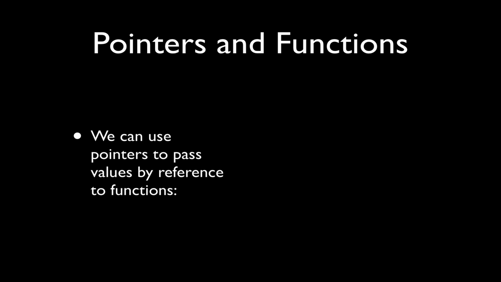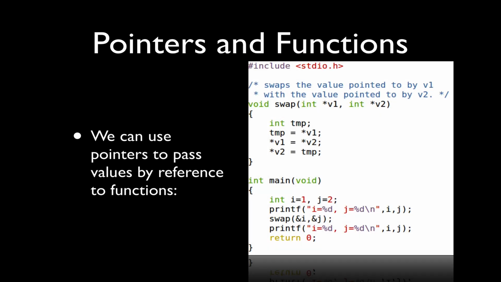We can also use pointers to pass values by reference to a function. So here's a very simple example. I have a function defined with the name swap, and it takes 2 arguments, a pointer to an integer and another pointer to an integer. So it takes two pointers, both of which point to integers. In the body of my function, I simply swap these values.